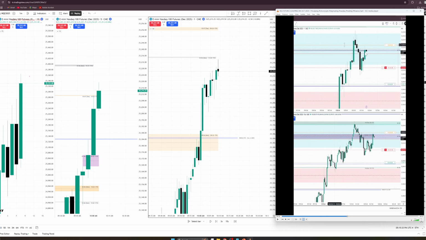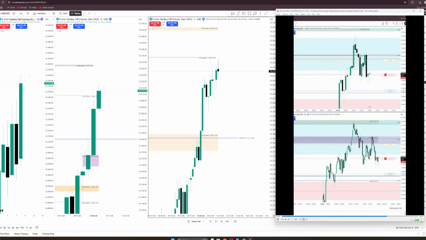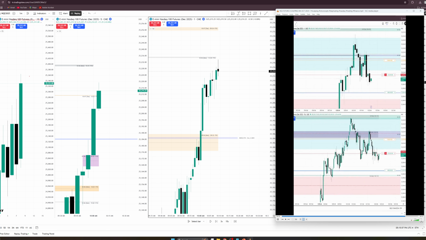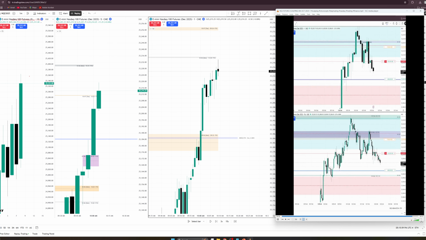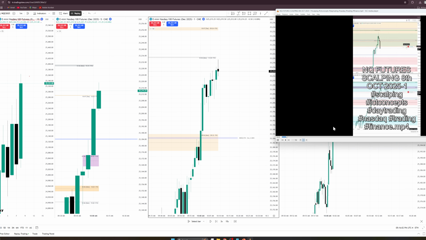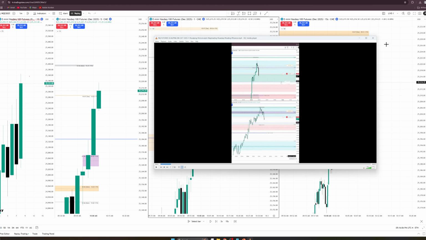You can see here the price came very close to my stop loss, but it was almost 1 tick or 2 ticks off of my stop loss. So that's it, guys. This is the trade I'm going to explain.